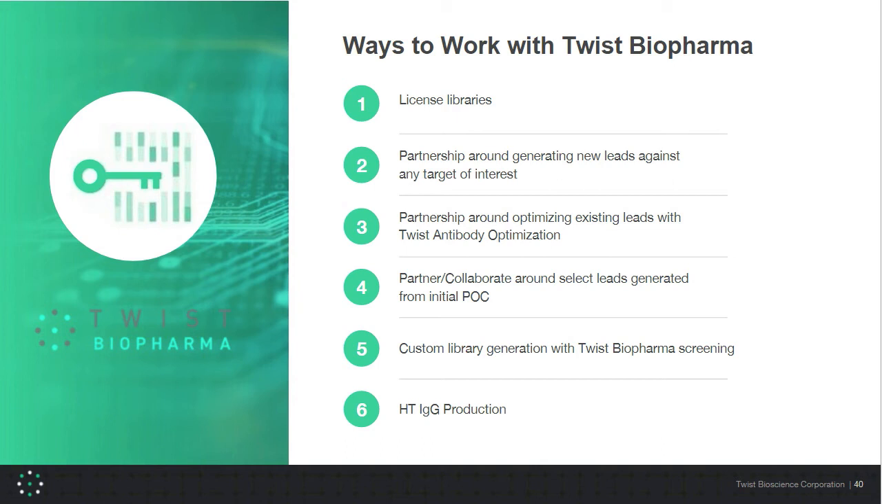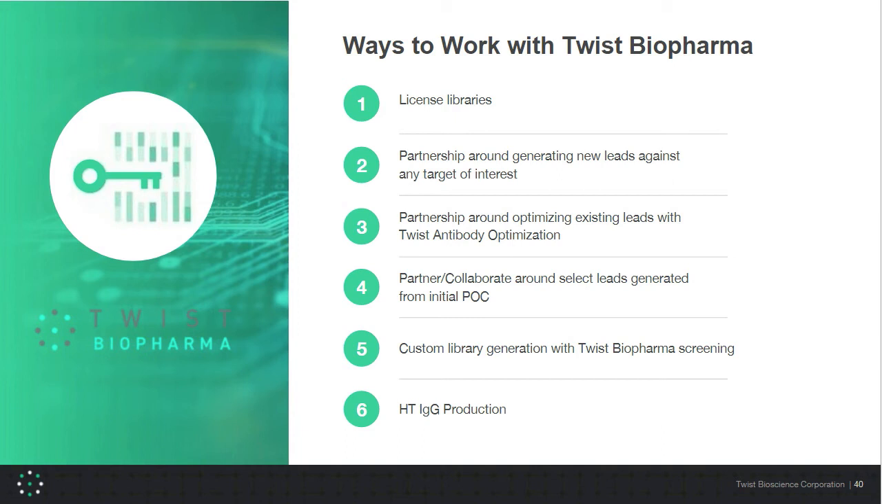And so oftentimes when a company comes to us and gives us a new target, we will use multiple libraries and run some pools, often pooling them based on scaffold to give us a huge breadth of diversity going into our discovery projects. The third way you can work with us is, of course, in antibody optimization using the Tau platform I just talked about. So you can give us a lead derived from any source, and you can create a custom library that allows you to optimize your lead further.